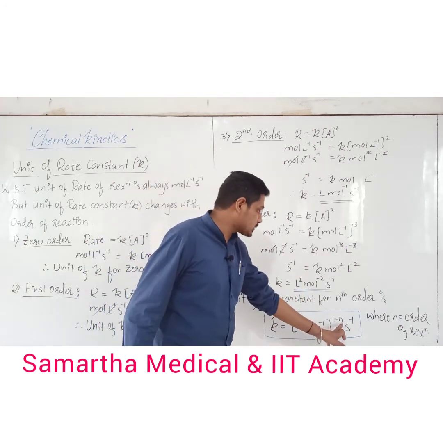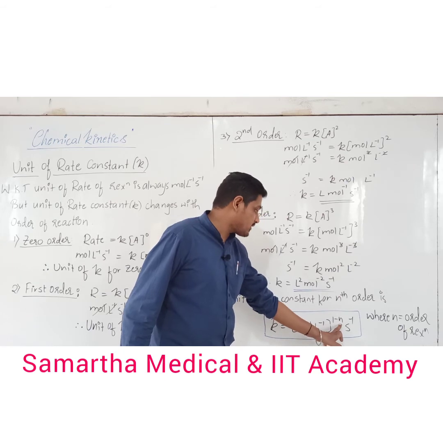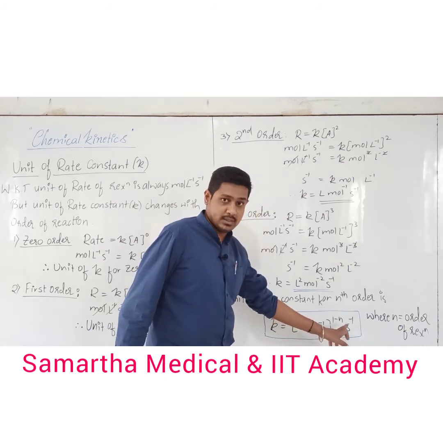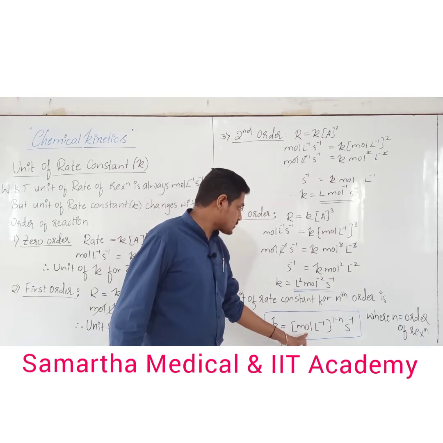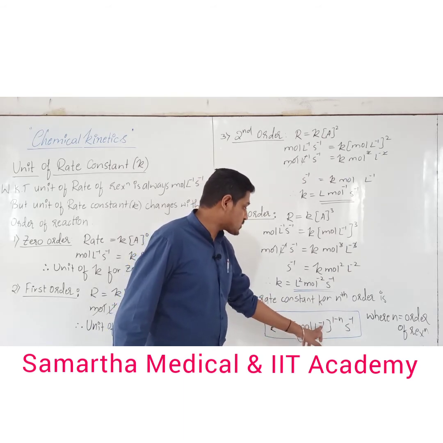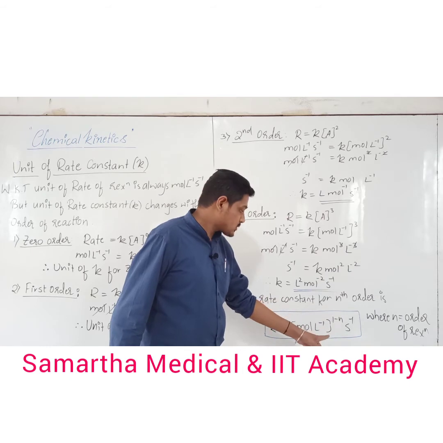Okay, when you put n equal to 3 for third order reaction, then what will become? 1 minus 3 becomes minus 2. So minus 2 here. Okay, moles to the power minus 2, and minus 1 into minus 2 will become plus 2.